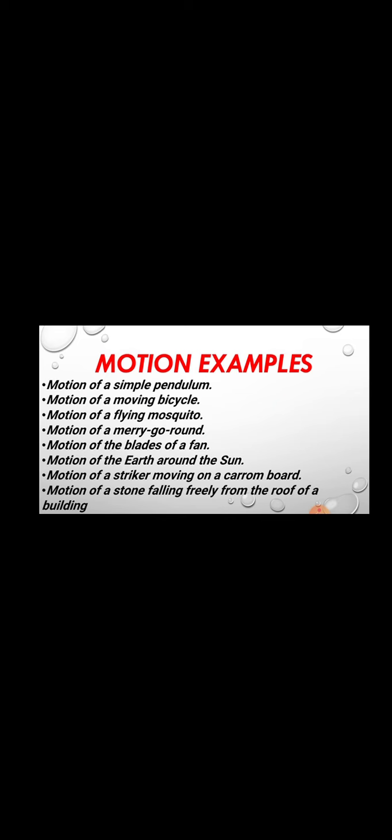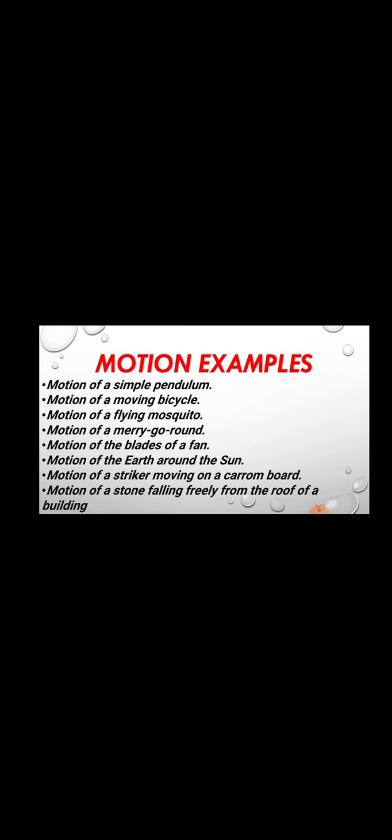Yes, and my dear students, motion is the phenomenon in which an object changes its position over time. If a body continuously changes its position with respect to its environment, then we can say that the body is in a state of motion. There are many examples of motion.